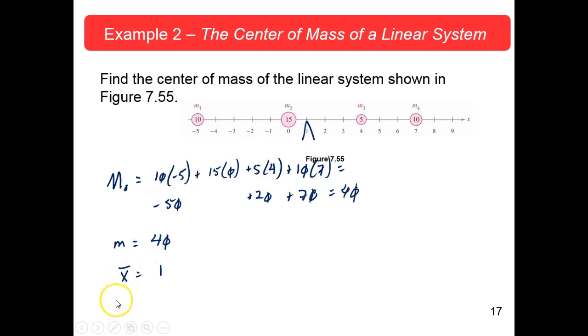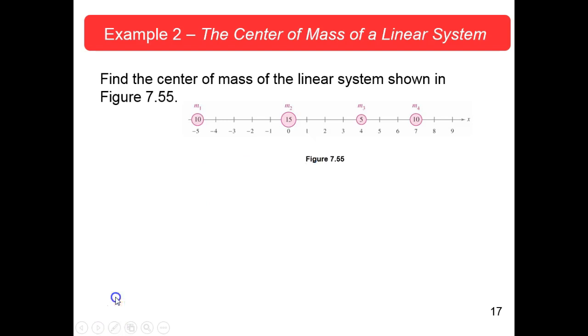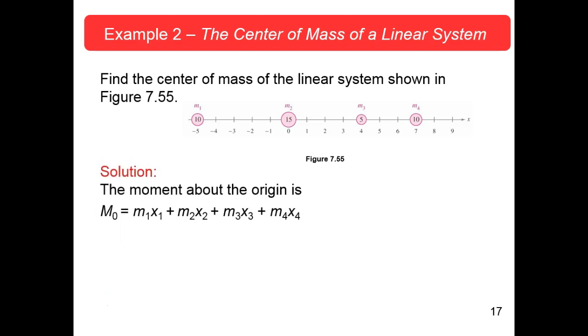Let's see how the book did it. Any questions before I erase this? Linear systems like this are pretty easy to check, okay? So the moment by the origin, just like we said, is m sub 0, 0 standing either for O for the origin or 0 for 0, 0, whichever it is. It looks like a 0 to me. But it's m1x1 plus m2x2, blah, blah, blah.